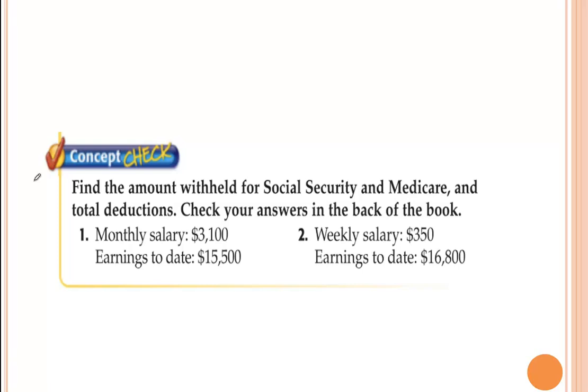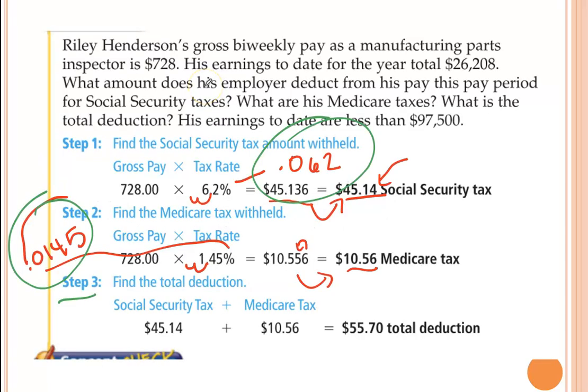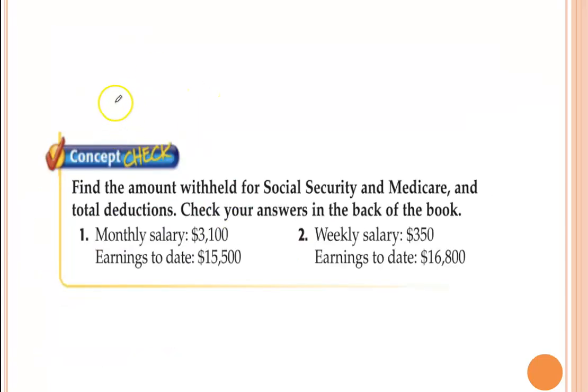Step 1 says to find the Social Security tax amount. So I'm going to do that first. I'm going to do number 1. Find the amount withheld for Social Security and Medicare and total deductions. Check your answers in the back of the book. Their earnings to date is not over 97.5, so I pretty much can just cross that out, because I don't need to be aware of that. So the only number I need is this number.